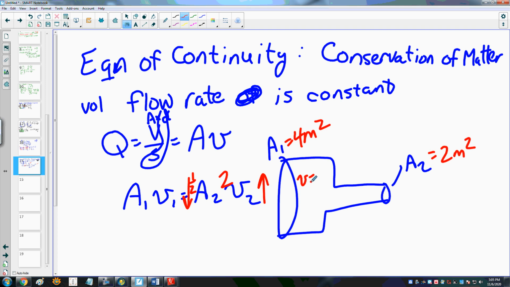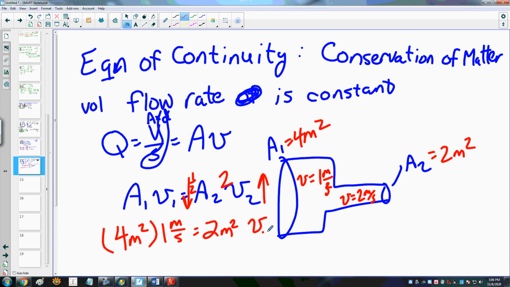So if V1 is equal to 1 meter per second, then you know that V2 has to equal 2 meters per second. And you could do the math of this. You could say 4 square meters times 1 meter per second is equal to 2 square meters times my velocity 2, and my velocity 2 would have to be 2 meters per second. Okay, so as my area decreases, the velocity has to increase. It's an inverse relationship.